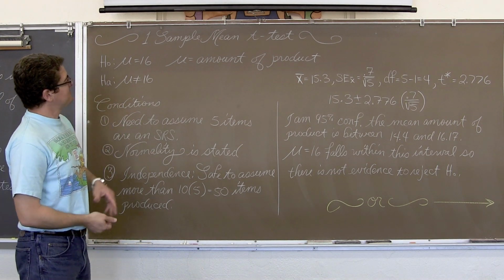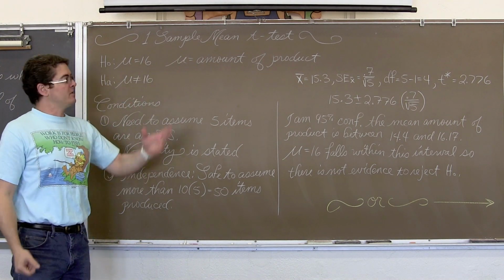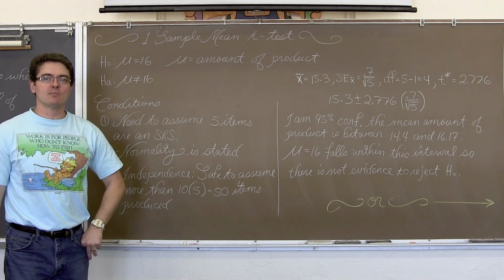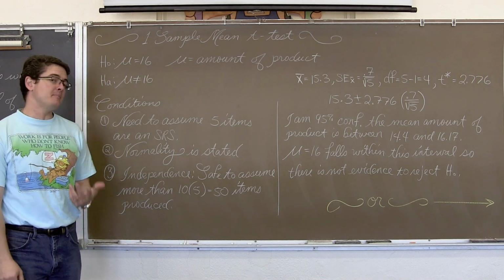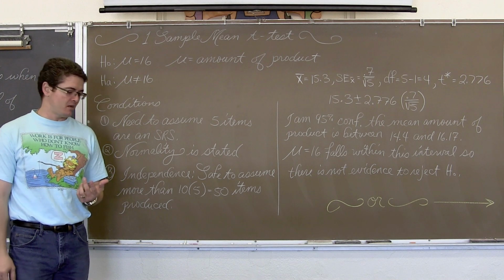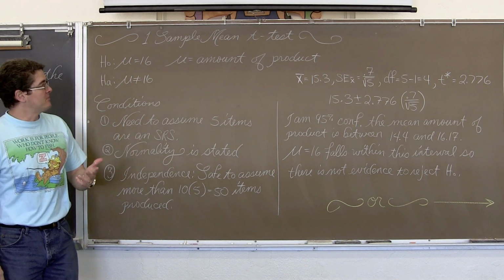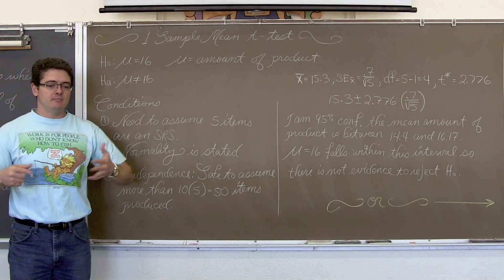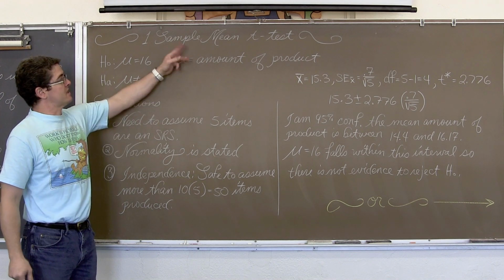Okay, so we have a statement. What am I going to do? I'm going to do a one sample mean t-test. I'm working with averages. I have the sample standard deviation, not a population standard deviation. So that's what I'm doing. One sample of 5 means and sample standard deviation. So that's what we're doing.